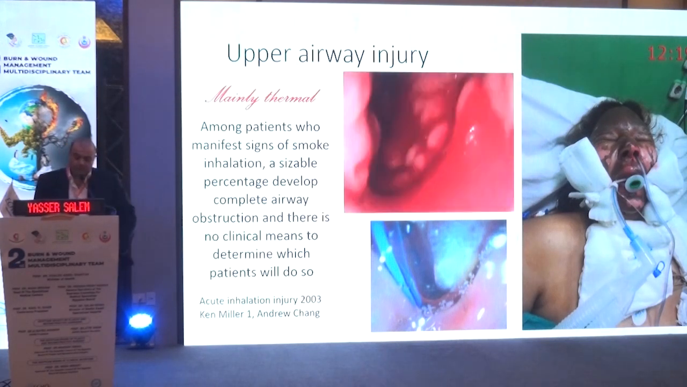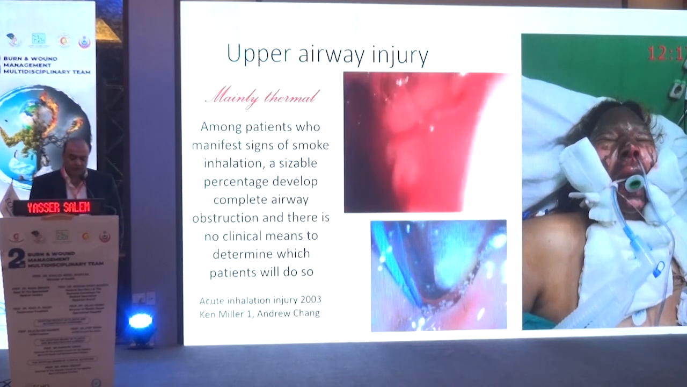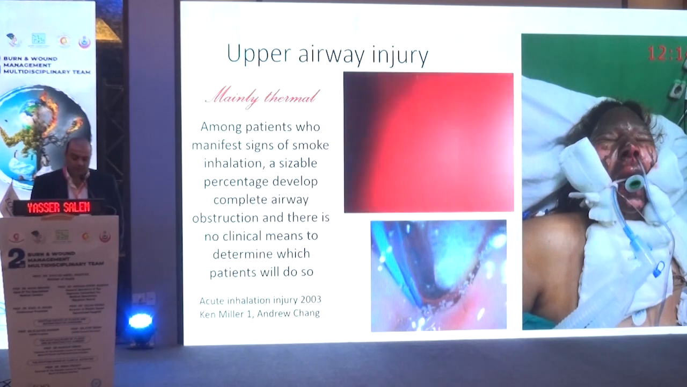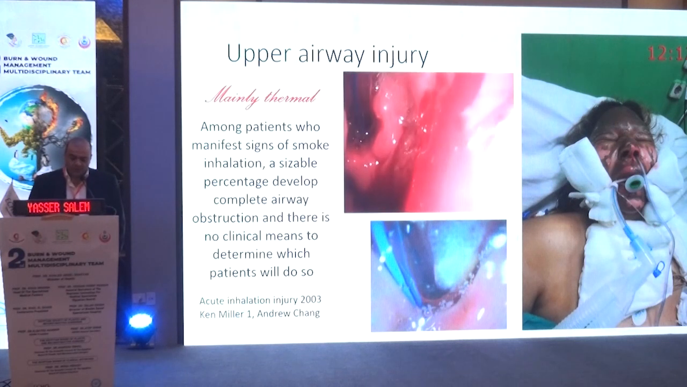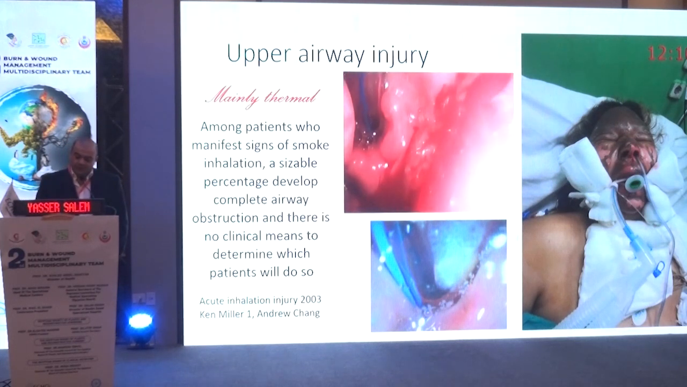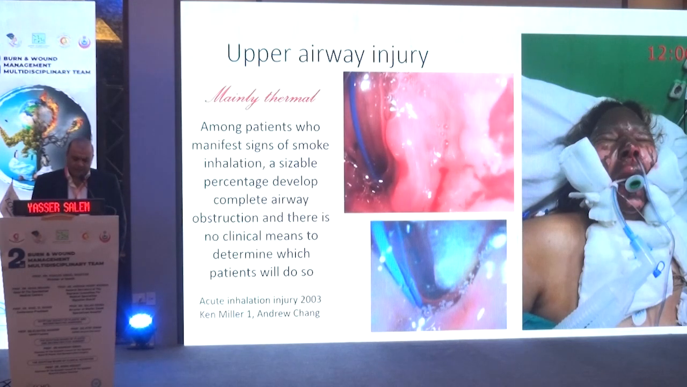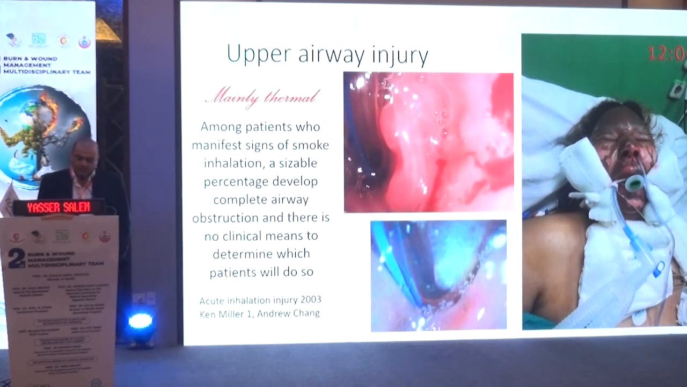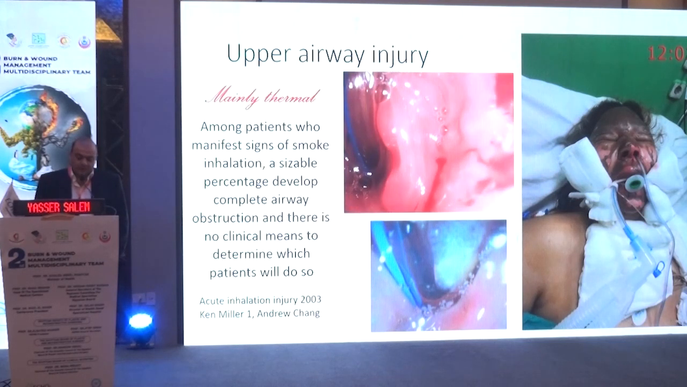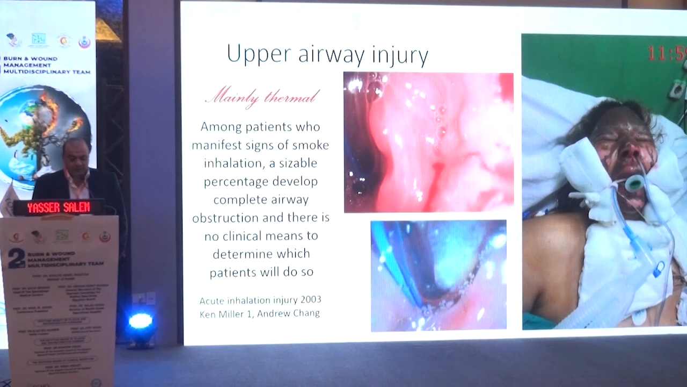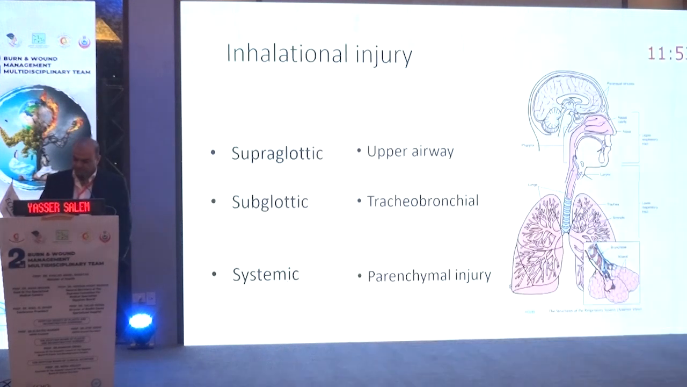Among these patients who manifest signs of smoke inhalational injury, a sizable percentage develops complete airway obstruction. Here we can see the edema of the arytenoid folds around the endotracheal tube. This edema could lead to complete airway obstruction, and there is no clinical means to determine which patients will do so. So once you are in doubt, you have to intubate. Later on, we will proceed to the subglottic or the tracheobronchial injury.